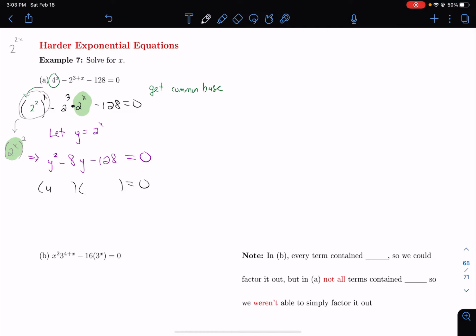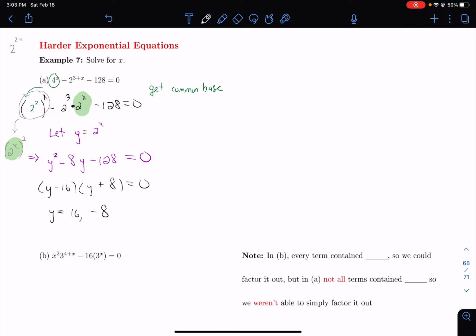So I know we'll have a y, and we'll have a y. We need 2 numbers that multiply to negative 128, and they add up to negative 8. It turns out what works, we may have to try it for a little bit, is minus 16, and then plus 8. Okay, and now that it's factored and equals 0, we can say what y equals. From the first parentheses, we get 16. From the second parentheses, we get negative 8. So y is 16 and negative 8.